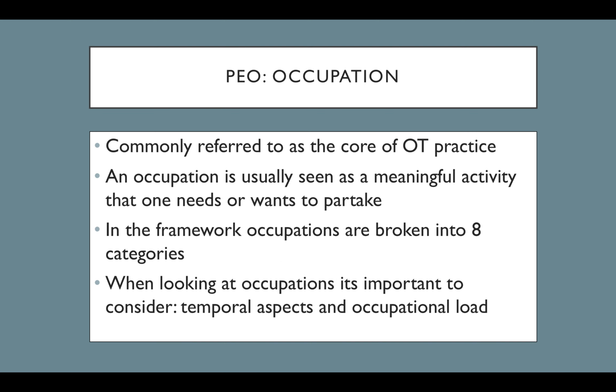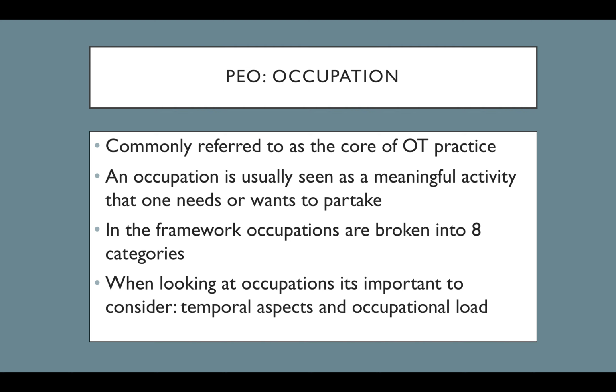So the third aspect of the PEO model is occupation. And occupation is normally seen as the core of OT practice. Occupation can be extremely important to people and has been found to be effective in preventing diseases, increasing health and wellness, and is just like a basic human need that everybody needs. Occupations are often seen as meaningful activities that one needs or wants to partake in, and these often bring about fulfillment, social connections, joy, satisfaction, and self-expression.